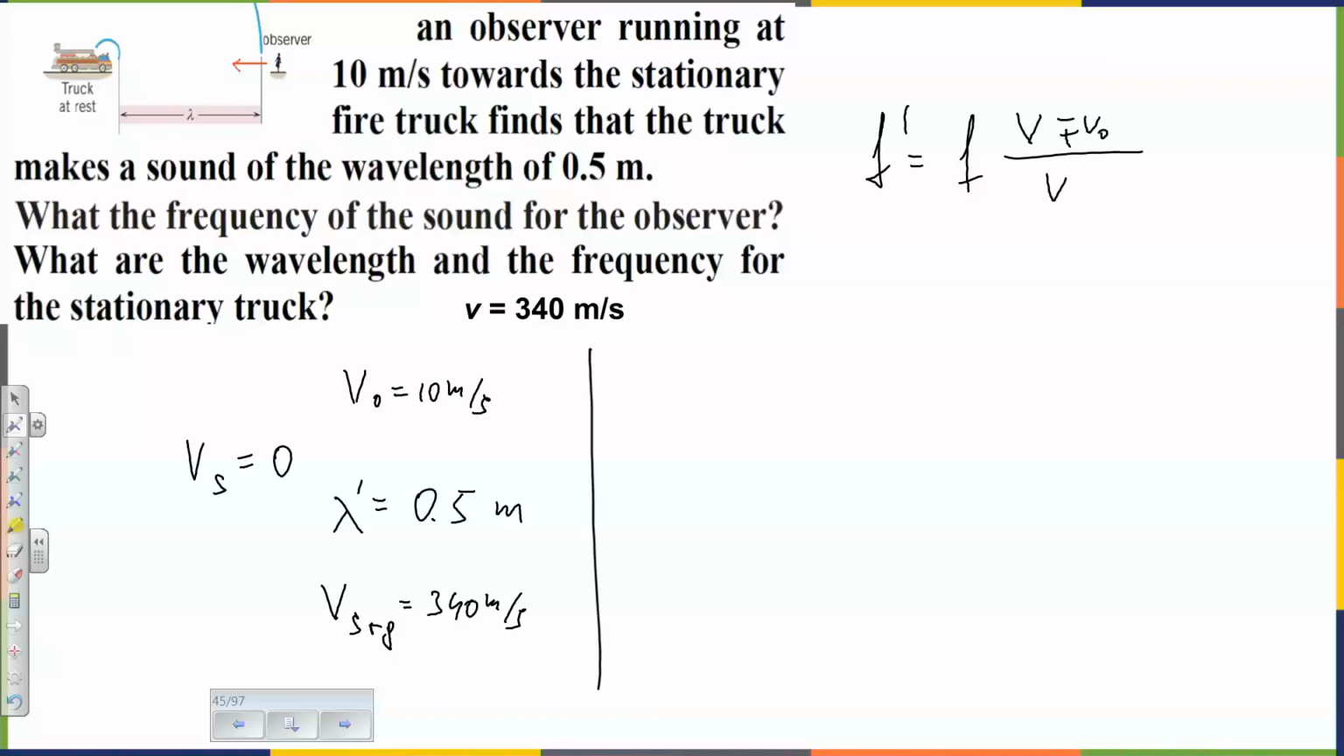By the way, I want to ask you now, please tell me the speed of the sound relative to the observer. What should be the number? Just tell me a number.